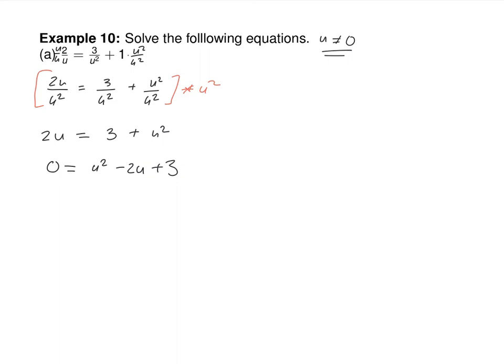I don't think that factors. Does that factor? Oh, no, it doesn't. It needs to multiply to 3 and add to negative 2. Oh, wait. If it were negative 3, then it would factor, right? So now, do you want to use the quadratic formula, or do you want to complete the square? Complete the square. Let's complete the square, right?